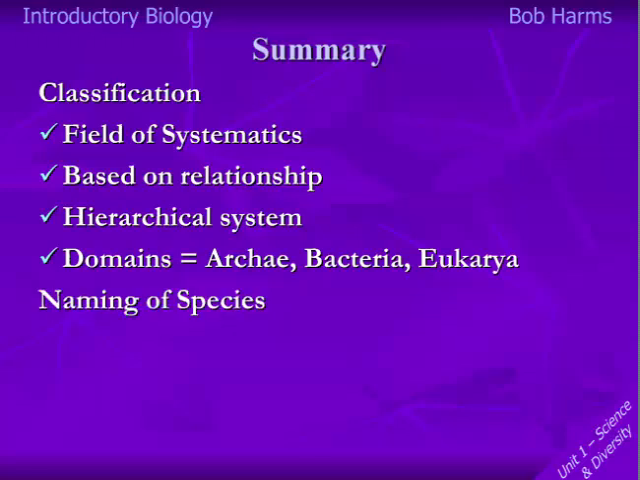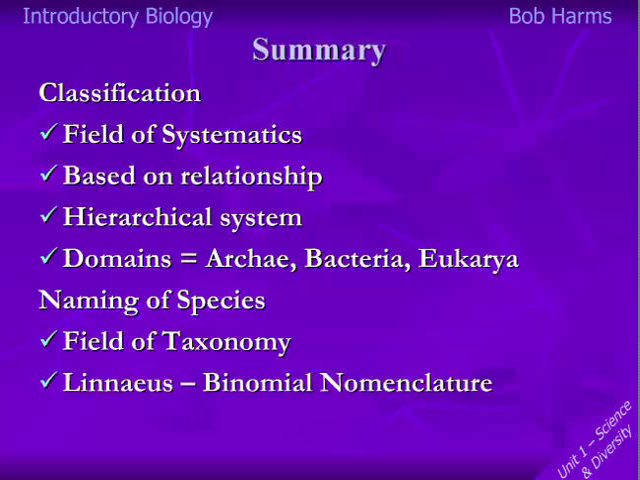Our other topic then, naming a species. Very briefly, we know that that's done by the field of taxonomy, keeping track of different types of species names and so forth, and that Linnaeus came up with our system of taxonomy back in the 1750s, and that method is called binomial nomenclature, using two names whenever we refer to a single species.